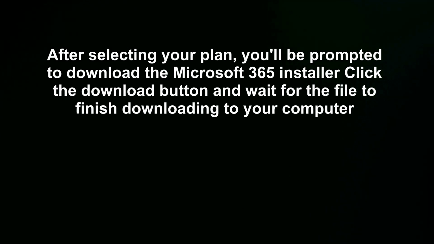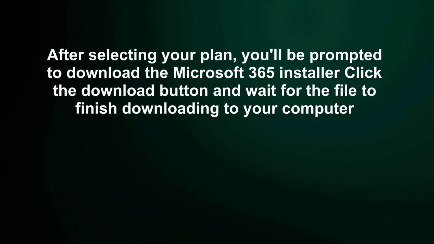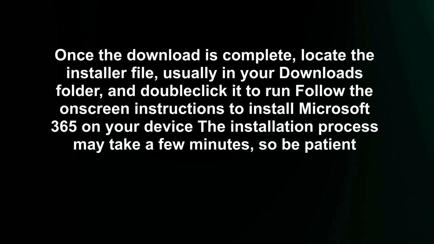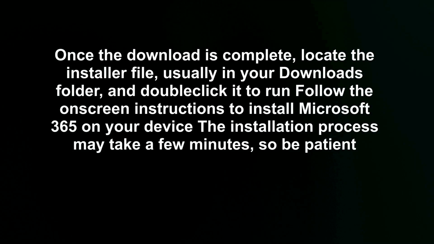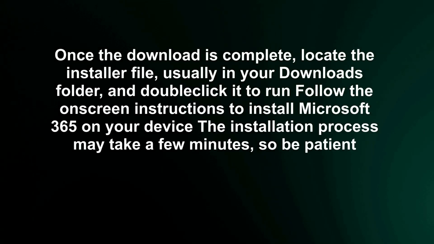After selecting your plan, you'll be prompted to download the Microsoft 365 installer. Click the download button and wait for the file to finish downloading to your computer. Once the download is complete, locate the installer file, usually in your downloads folder, and double-click it to run.